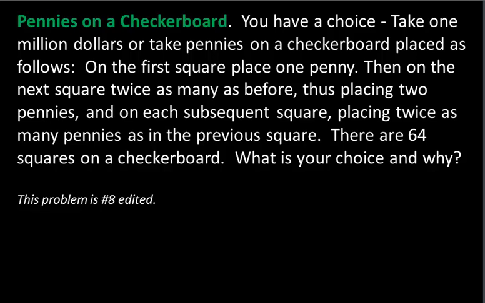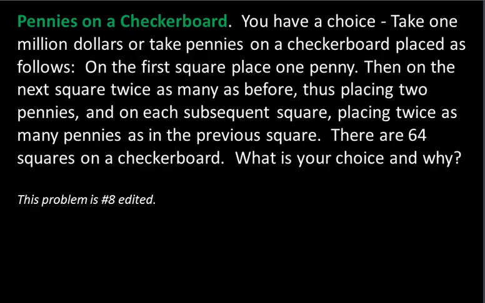This is problem 8 in the text in section 2.1, Pennies on a Checkerboard. You have a choice. Take $1 million or take pennies on a checkerboard placed as follows. On the first square, place 1 penny. Then on the next square, twice as many as before, thus placing 2 pennies. And on each subsequent square, placing twice as many pennies as in the previous square. There are 64 squares on a checkerboard. What is your choice and why?